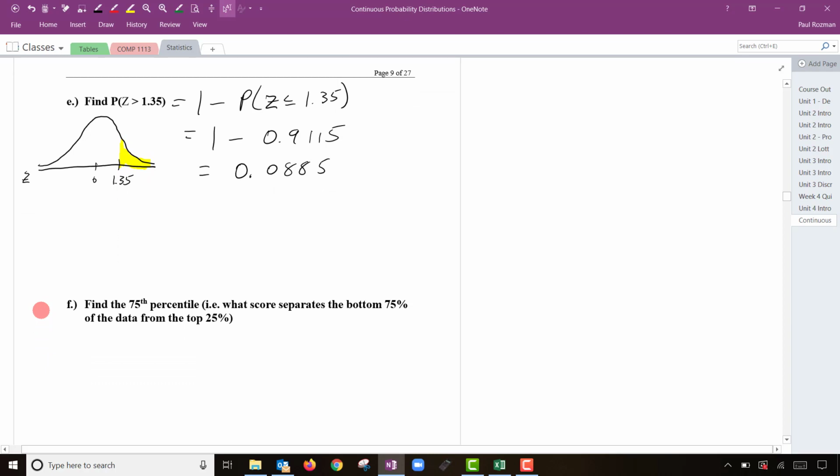And then the hard question, I guess, is find the 75th percentile. Which is a good question because it reminds us of something that we had done before. Somewhere on this axis is the 75th percentile. I'll put it here. The area to the left of that then is 0.75. And we want to know the number that goes with that. So basically, we know the probability and we want the z-score.